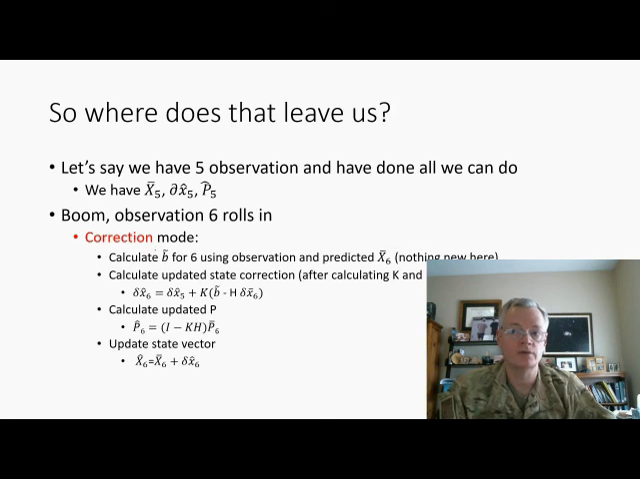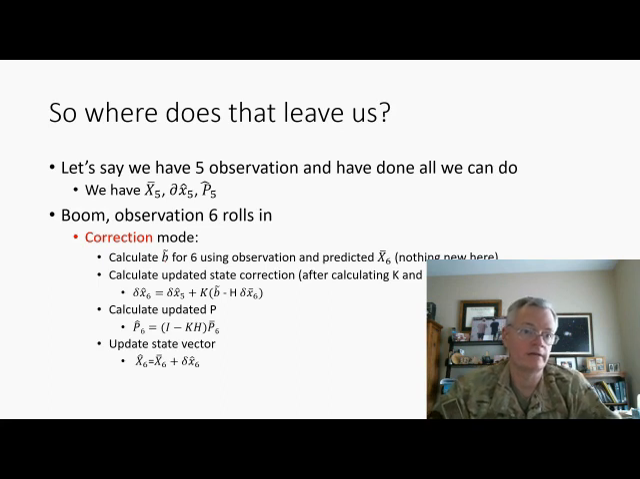Then we go into correction mode. The correction is driven off of the error matrix between what we see and what we expected. So we calculate the b tilde for observation 6 using the observations and the predicted state at 6, which we just got. There's really nothing new there. Then we calculate the updated state correction. Okay, so that is my updated state correction. It includes information from my last good state correction and the error I saw in some of these matrices I've calculated. So to get here, I've got to calculate K and H.